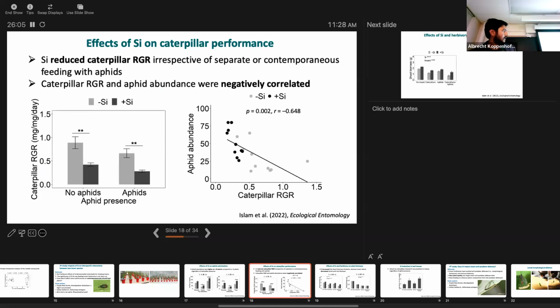Like I mentioned, there was a negative correlation between aphid abundance and caterpillar RGR. When we did multiple regression analysis, we found that the negative effect of silicon on caterpillar RGR was favoring aphid abundance, because there is interspecific competition for food, resources and shelter. When their niches overlap, plus silicon plants had low caterpillar RGR. That was beneficial for aphids because they get more space and more food for their colonization.